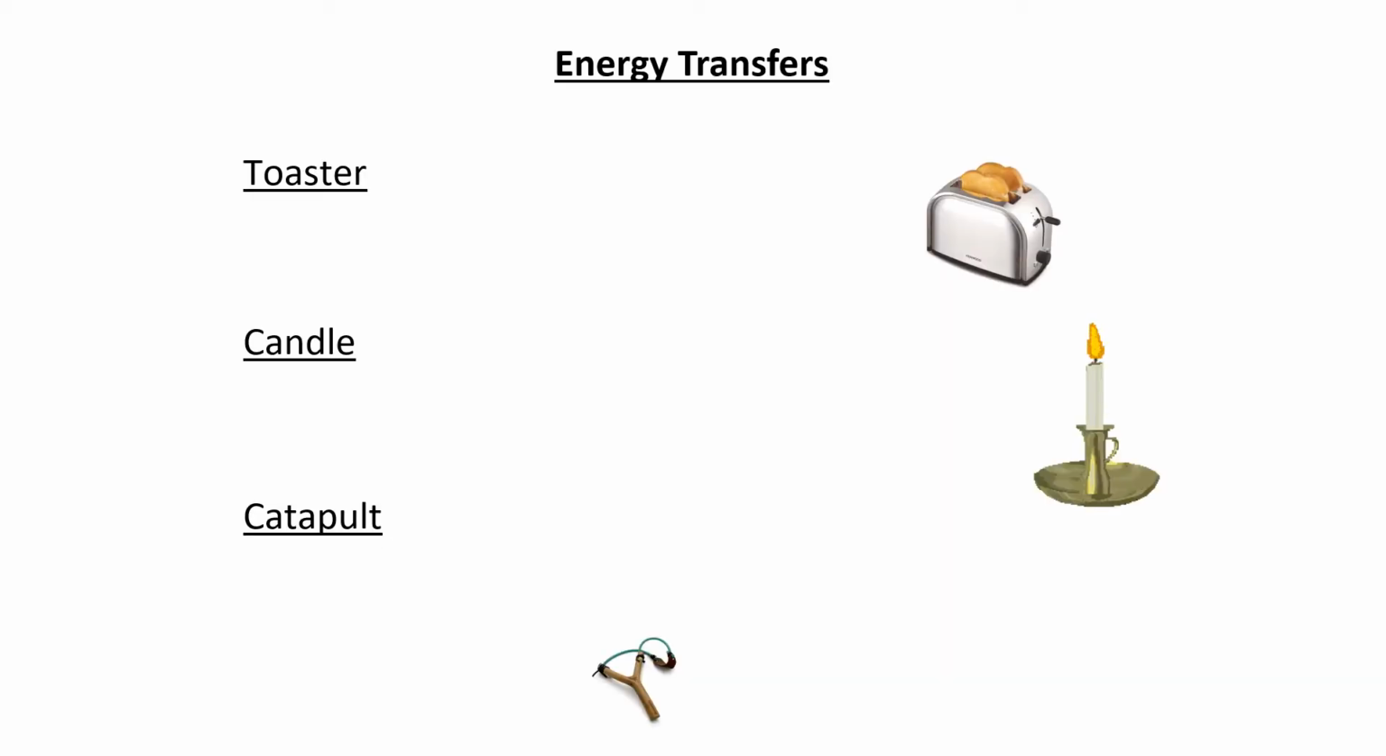Now, we can look at energy transfers. This is how energy goes from one form to another. If we look at the toaster, what we put into the toaster is electrical energy. And the toaster takes the electrical energy and transforms it into heat. Now, that is the useful energy transfer going on in the toaster. We need the heat to cook the bread and turn it into toast.